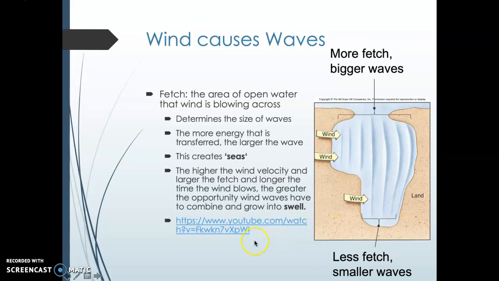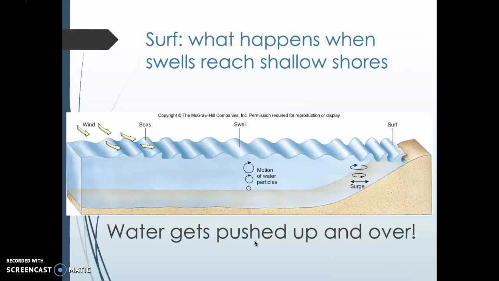And this video, which also is in your module, is a great explanation of how waves form. This is an important figure because this describes how what happens in the open ocean finally ends up as swell and surf on our shores, like for example the North Shore of Oahu.